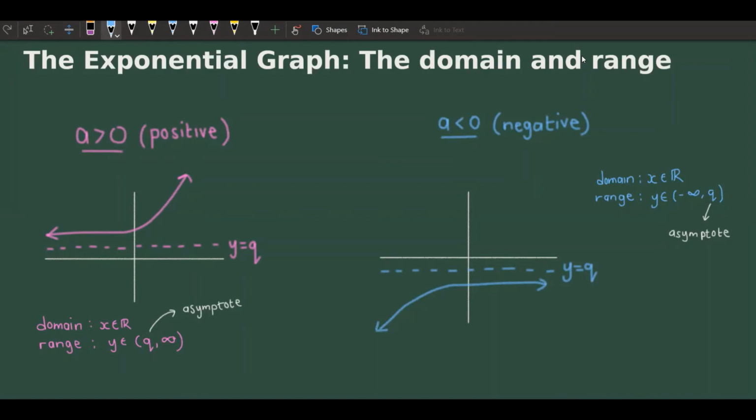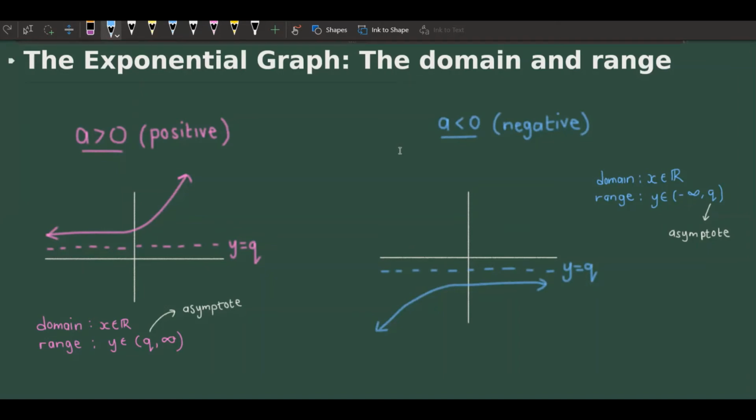In the negative case, once again, the domain is x is an element of real numbers, and the range would then depend on where our graph is. So for a negative a value, our graph is below the x-axis or at the bottom of the Cartesian plane, and once again there's nothing above the asymptote. So our range is y is an element from negative infinity to our asymptote, and once again our asymptote is excluded because our graph will never ever touch it.